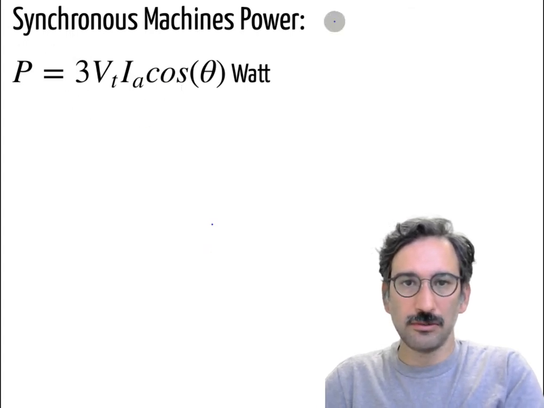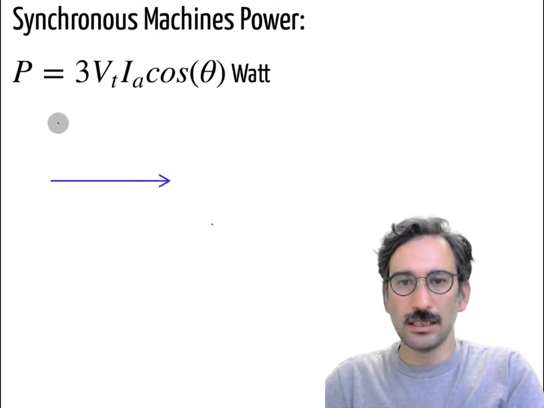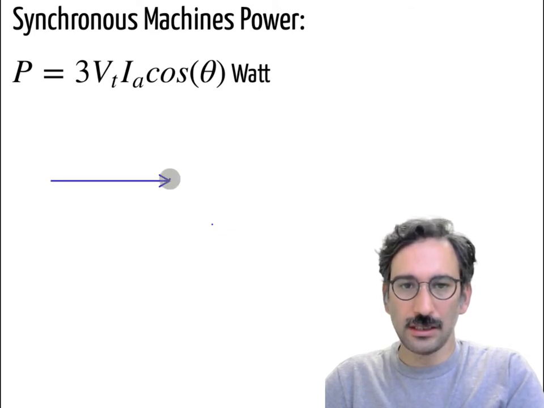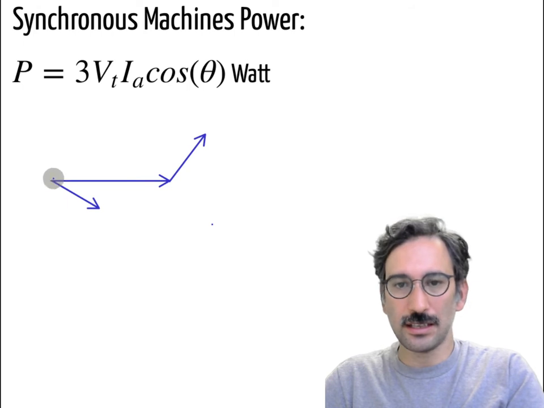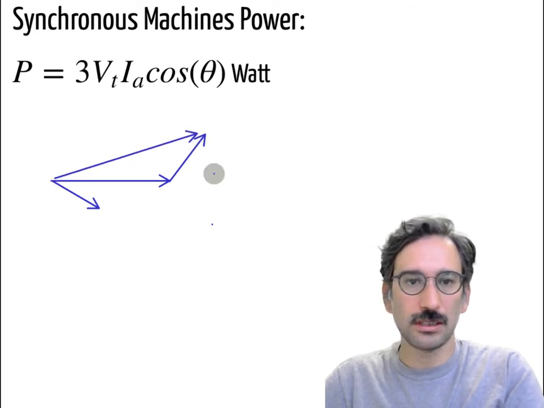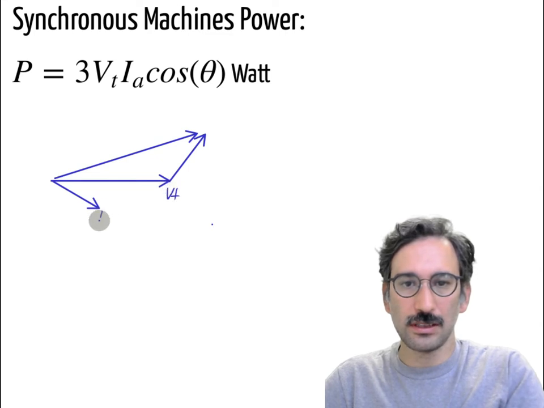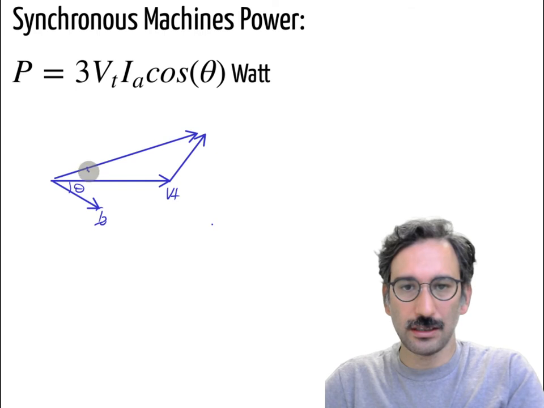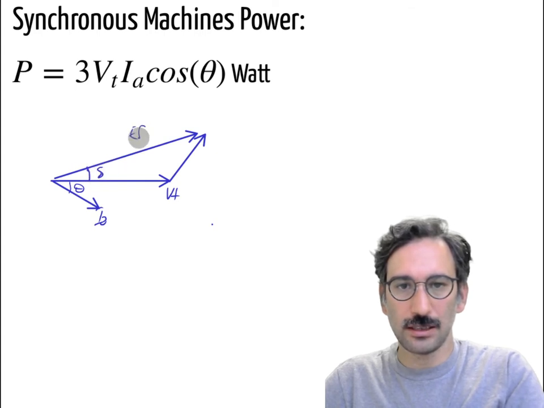And what we defined, just as a quick reminder, is that we had Vt here, then we have the Ia, then this was jXs Ia, and this was Ef. Let me write all those things. So this was Vt, this was Ia, so this is our power factor angle, this is our load angle, this is Ef, this is jXs Ia.